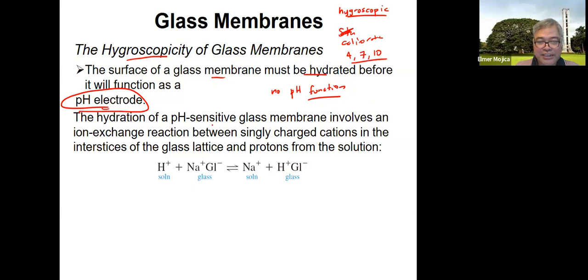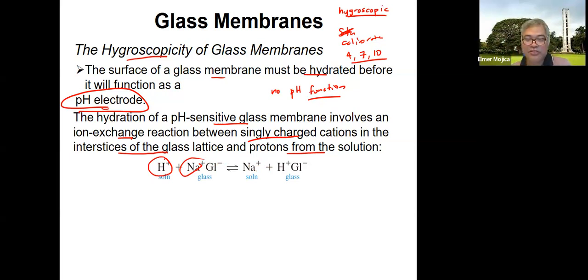Now, if you're going to look at the hydration of the pH-sensitive glass membrane, it involves an ion exchange reaction between singly charged cation ions in the interstices of the glass lattice and the protons from the solution. Okay, so we could say there's no redox reaction here. It's mostly based on the attractive forces, the electrostatic, the ion exchange. So you have the H plus in the solution. You have an Na plus there in the glass membrane. So there's an exchange. The H plus will displace the Na plus.